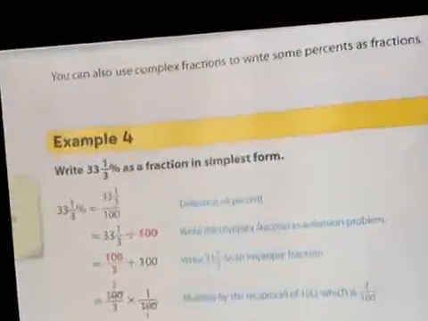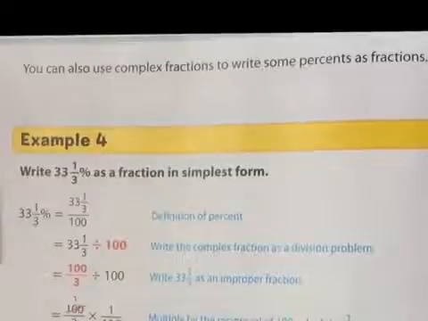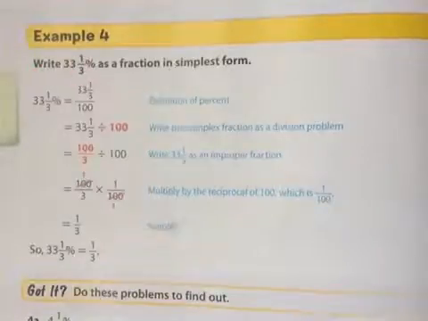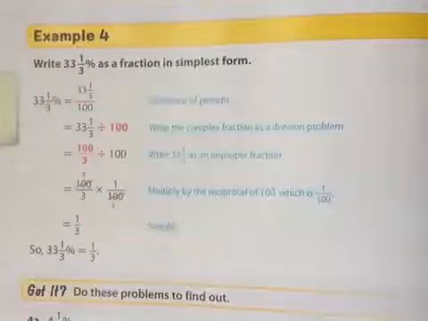And another concept right here. You can also use complex fractions to write some percents as fractions. So we can write some percents as fractions. Let's see an example. You see here that we have 33 1/3% as a fraction. Okay, this is 33 bar notation. When we write it out of a percent, we can write it out of 100, so it's being divided by 100, and when we do so, you'll see that we're going to get 1/3, because 33.3% is actually 1/3 of 100.